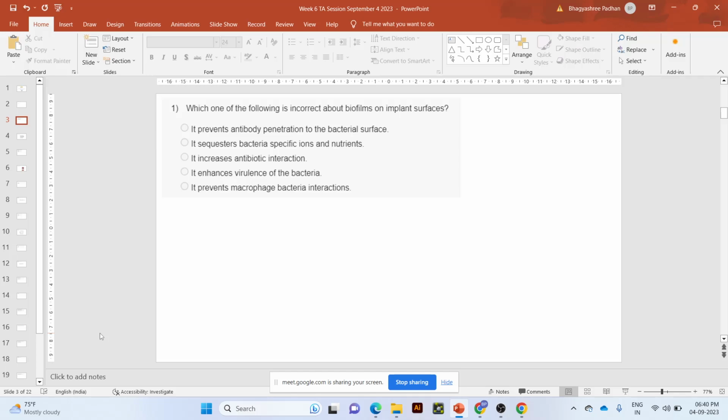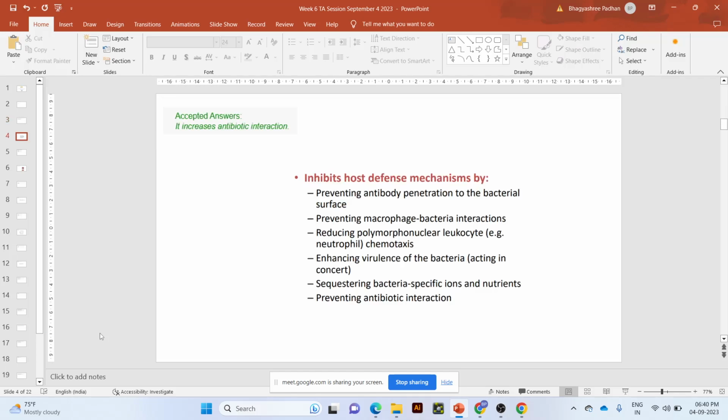Okay. So which one of the following is incorrect about biofilms on implant surfaces? You have to select which is an incorrect option. So it prevents antibody penetration to the bacterial surface. This is correct. It sequesters bacteria specific ions and nutrients. This is also correct. It increases antibiotic interaction. This is wrong. It enhances virulence of the bacteria. This is correct. It prevents macrophage bacteria interactions. This is also correct. So it increases antibiotic interaction. This is a wrong option.